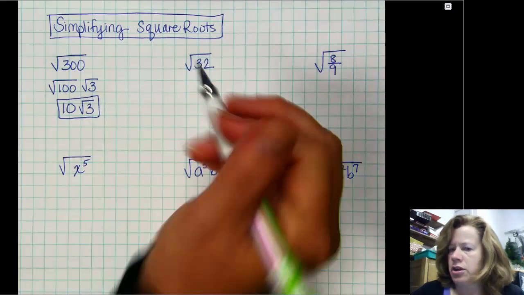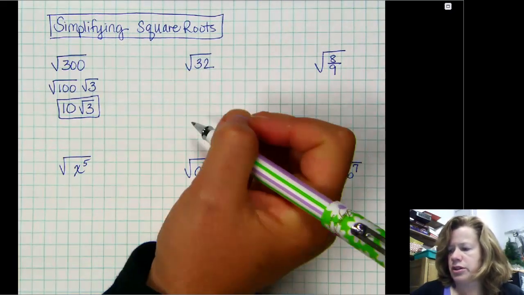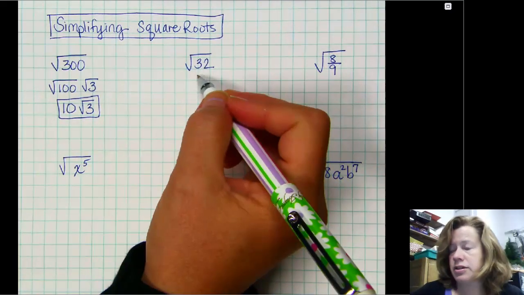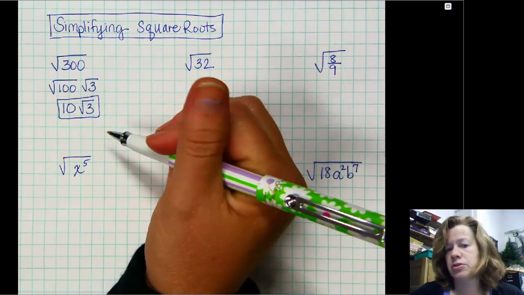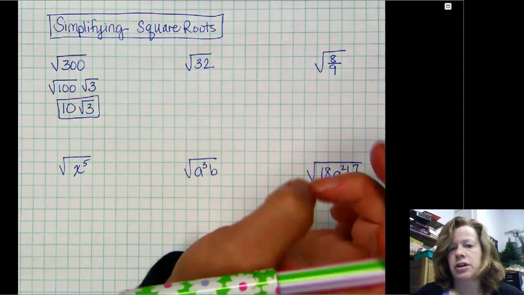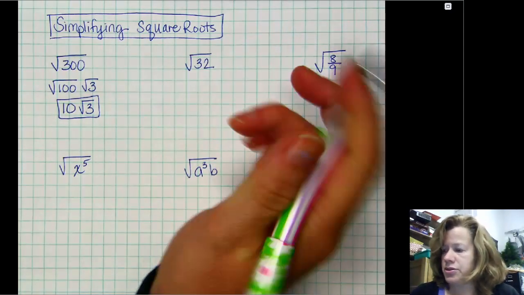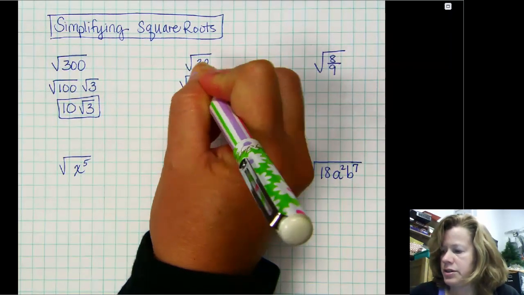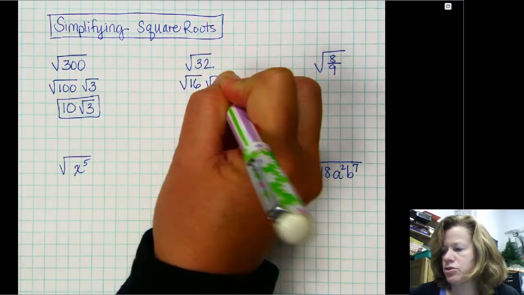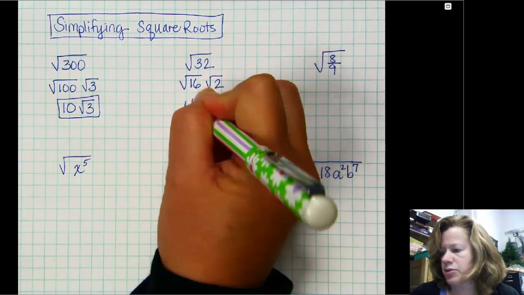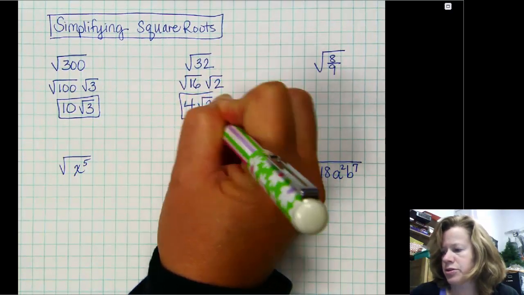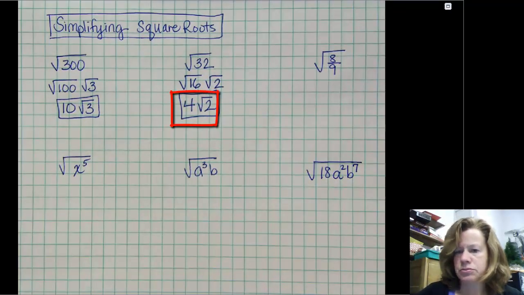The square root of 32 is very much like this. 8 times 4 is 32, but 8 or 4 isn't the biggest perfect square number that divides into it nicely. Actually 16 is. So 32 is 16 times 2. Well, the square root of 16 is 4. You can't simplify the square root of 2, so you leave that alone.